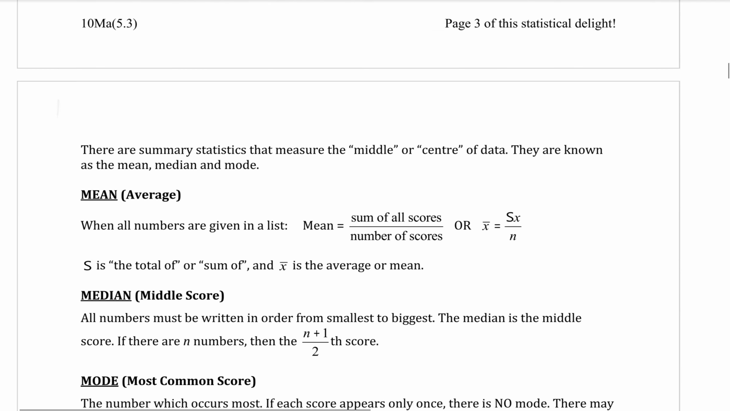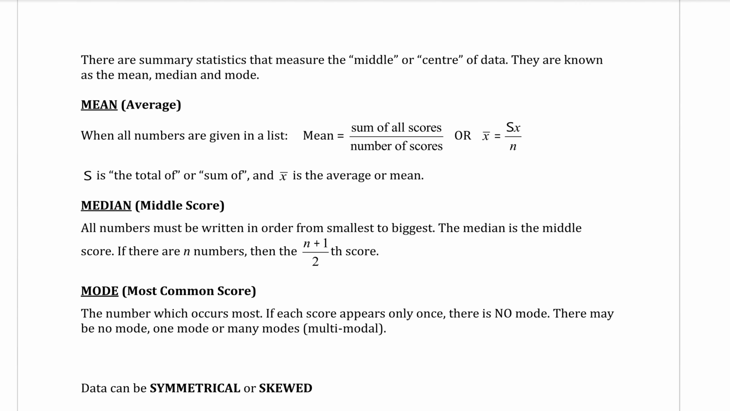Okay, also in this exercise, you are going to have to calculate what we call summary statistics, which means we are going to be trying to approximate the middle or the center of our data. And the 3 methods that we have for doing that are our mean, median, and mode.